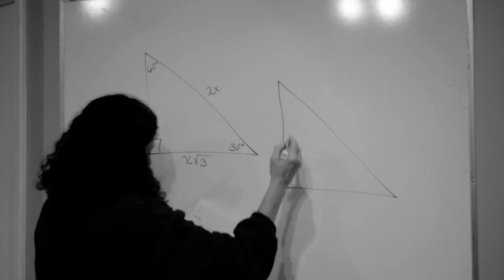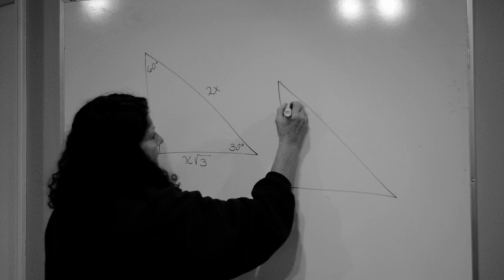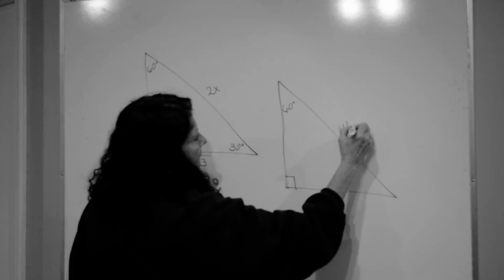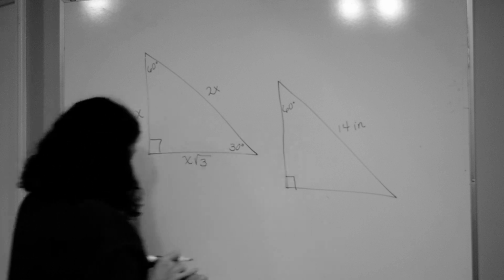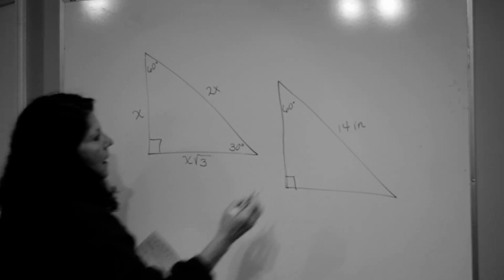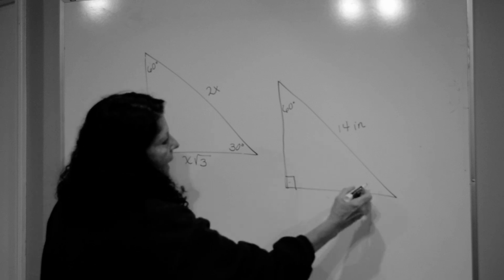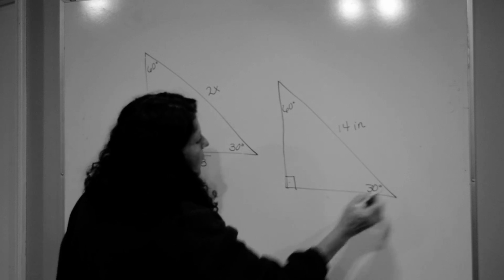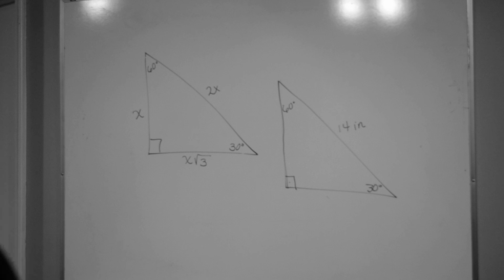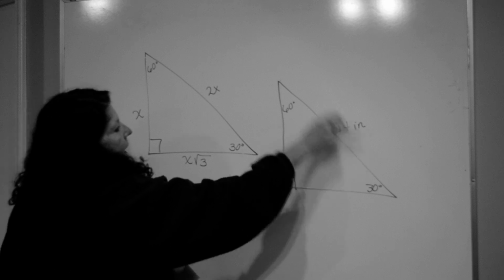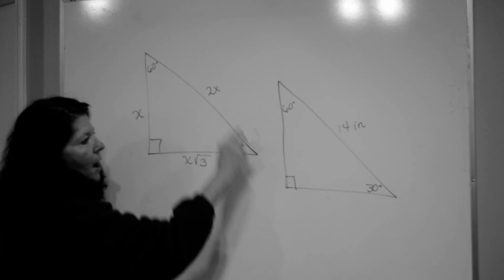Let's say that we know that this is 60 degrees, this is 90, and this is 14 inches. What we would do to find the rest of the triangle: we know that if this is a 90-degree angle, this is also a 30-degree angle. Okay, so I'm looking, that 14 is in the position of the hypotenuse.